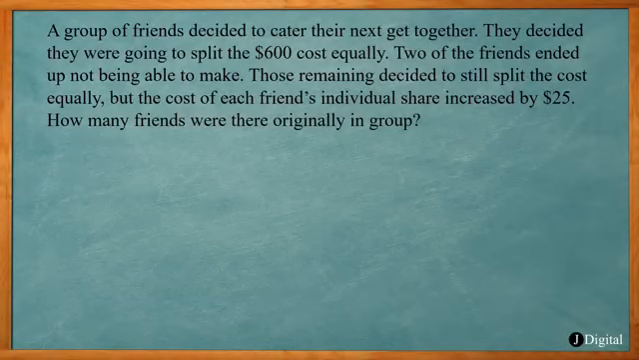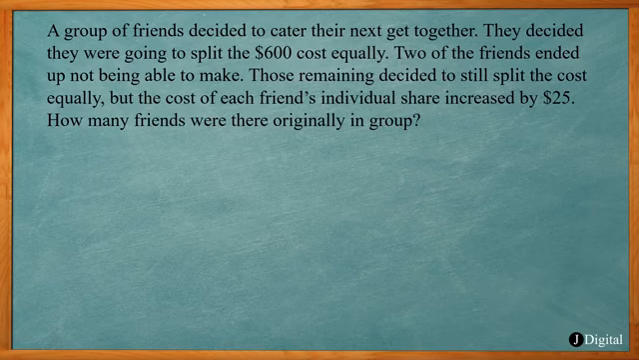So this problem says a group of friends decided to cater their next get-together. They decided that they were going to split the $600 cost equally. Two of their friends ended up not being able to make it. Those remaining decided to still split the cost equally, but the cost of each friend's individual share increased by $25. How many friends were there originally in the group?